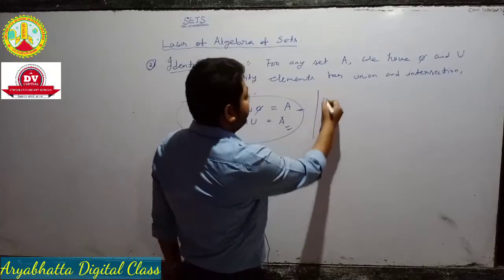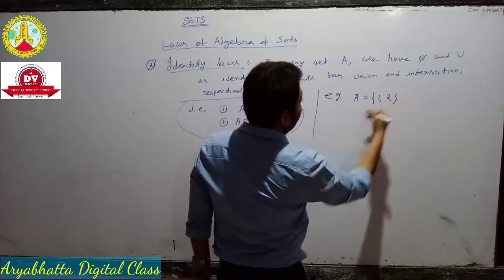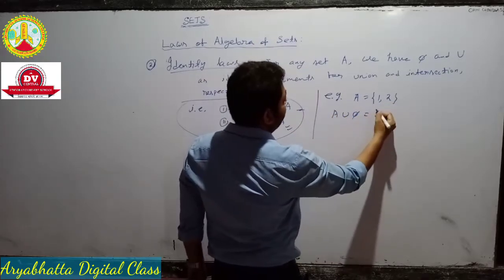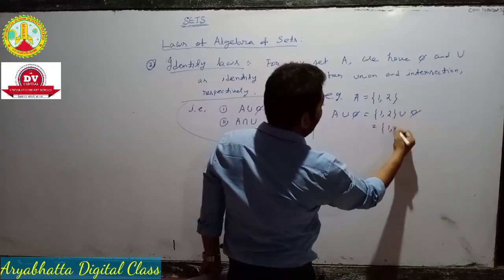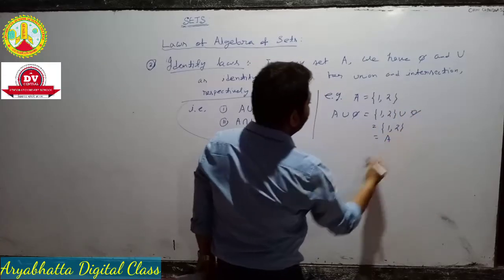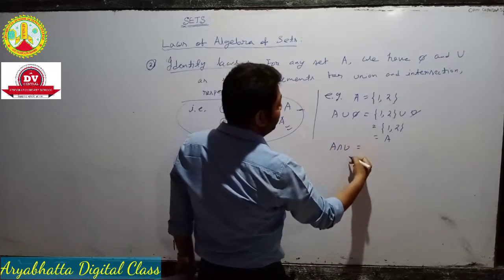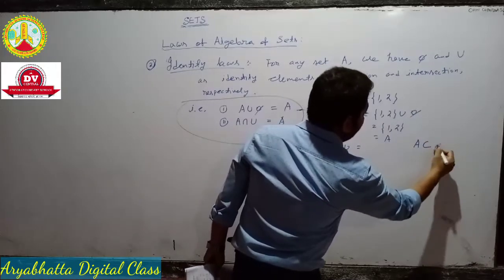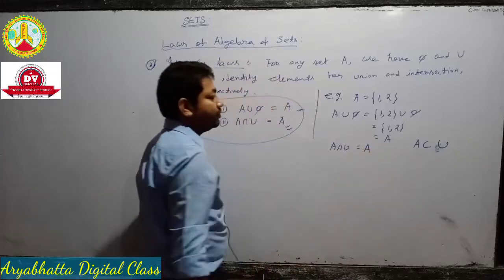For example, A is a set of the elements 1, 2. Then A union phi, the null set, is {1, 2}. This is equal to A. Next, A intersection U, the universal set. That means A is a proper subset of U. That is A intersection U is equal to A.